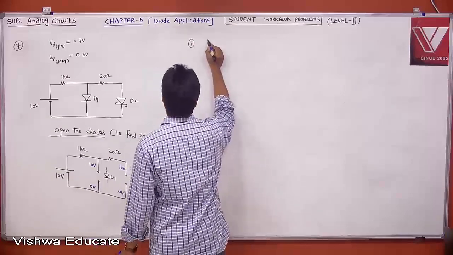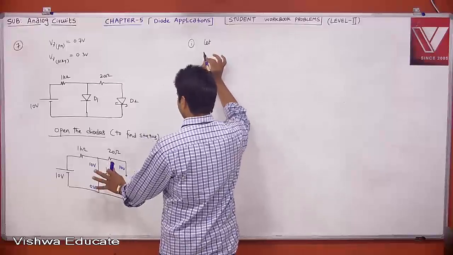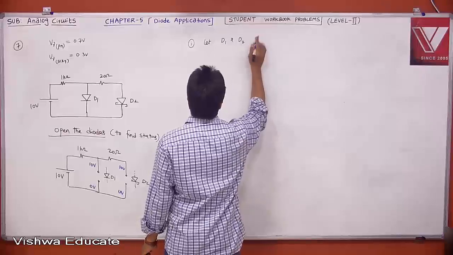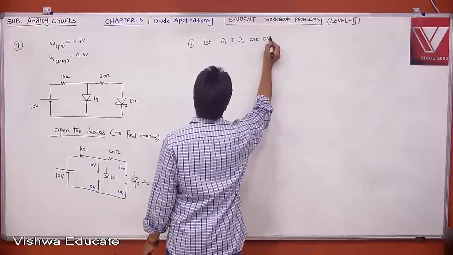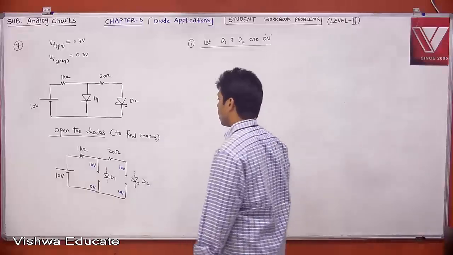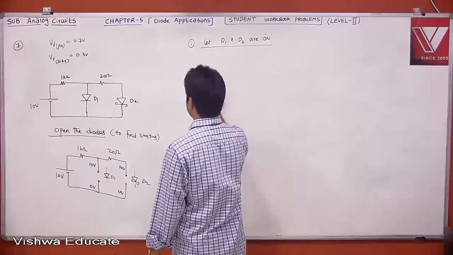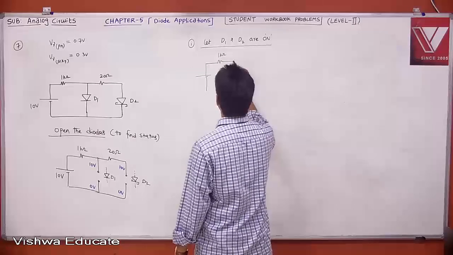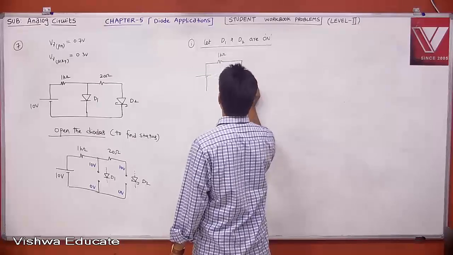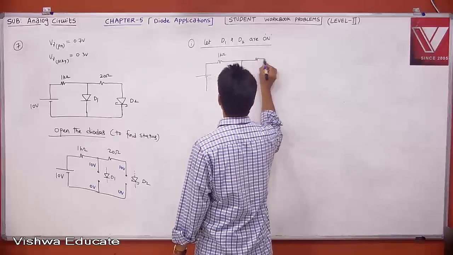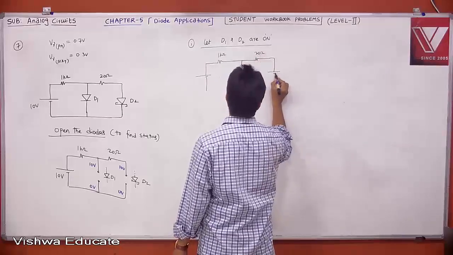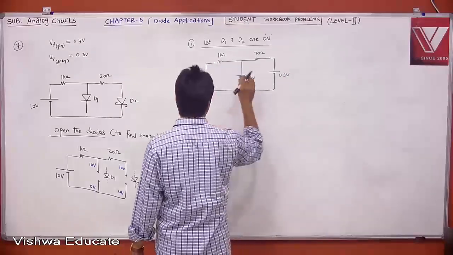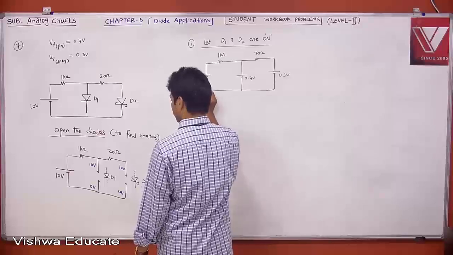If you say that according to this, D1 and D2 are on, then what do you get? This is 1 kilo ohm. Then when this is on, which is nothing but 0.7, this is your 0.7, and this is your 20 ohm, and this is your 0.3. When both are on, they will take that much and the remaining voltage will be given to this. This is 10 volt, right?